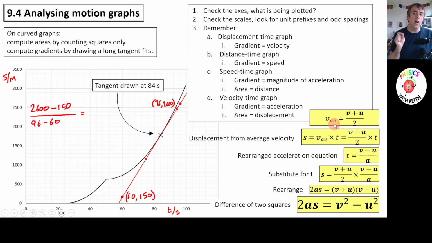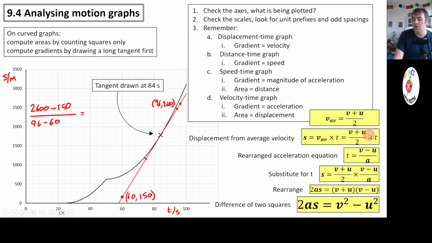Now that only works if we have a straight line on a velocity time graph. In other words, if our acceleration is constant, that's the only time this works. Now, our displacement was our average velocity multiplied by time, so you could write it like this. And if we wanted to, we could rearrange the equation here, v plus u over 2 times t, but we'll leave it like that for now.